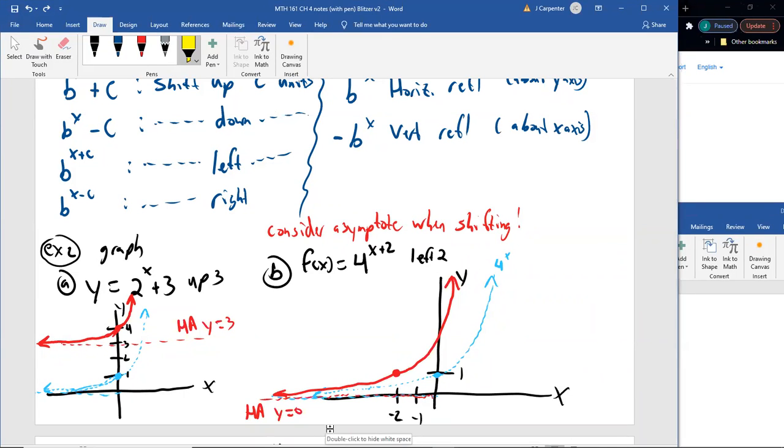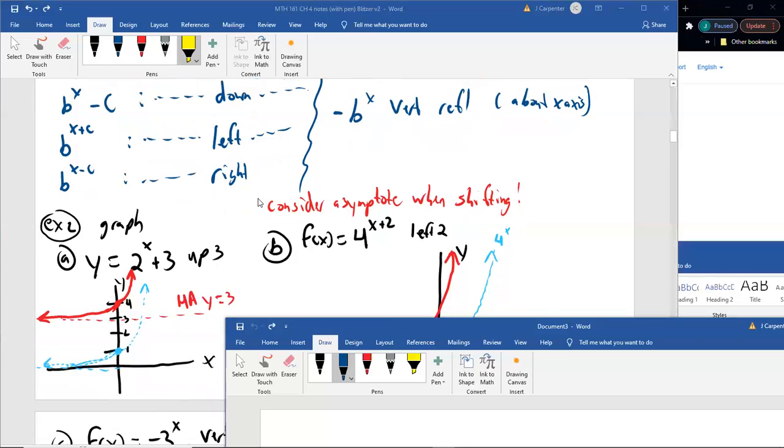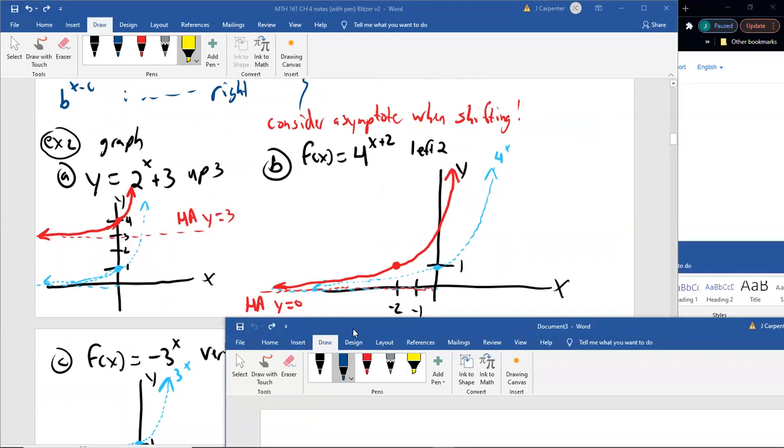But that's it. There's nothing super complicated to this. It's just a matter of having the shape memorized and understanding why it looks like that is awesome as well. And then remembering how to shift things, remembering how to reflect things, because that's about to happen. Spoiler alert, if you didn't already see it on the screen. Proceed.